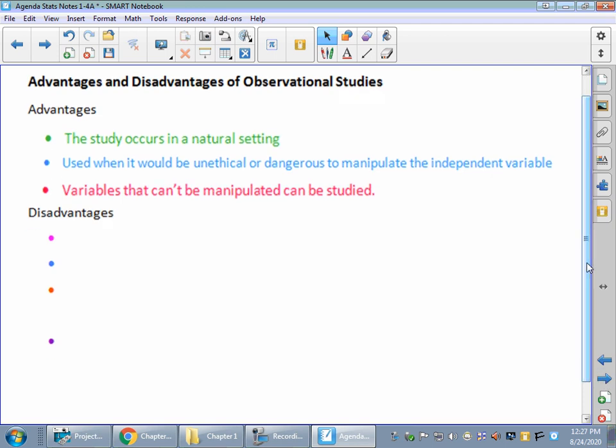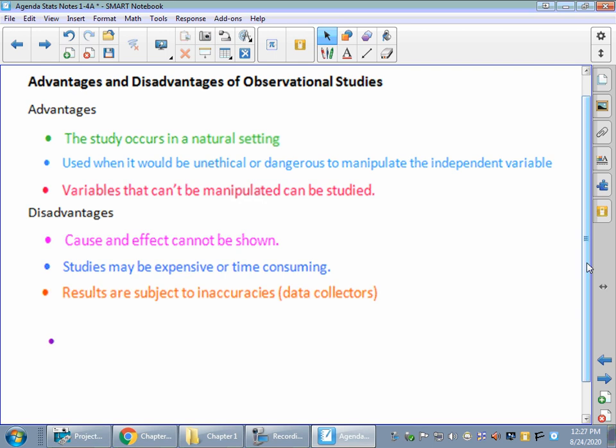Disadvantages of observational studies. We really can't jump to a conclusion about cause and effect. We don't necessarily know. They may be expensive or time consuming, going back, finding data, finding participants in our observational study, those kinds of things. And often we get inaccuracies, so non-sampling errors. Results are subject to inaccuracies.